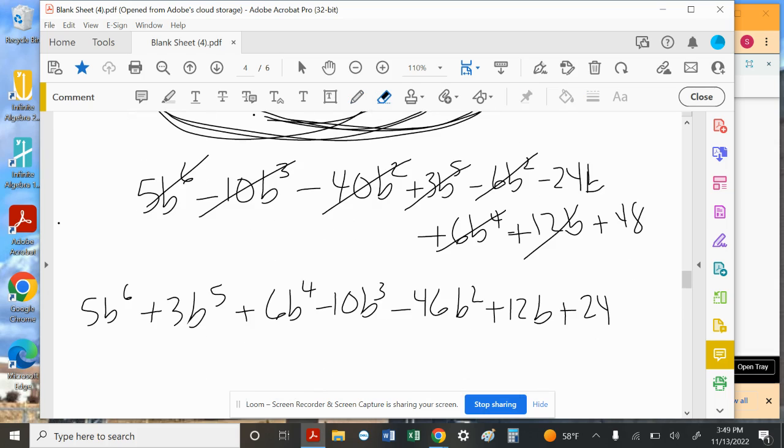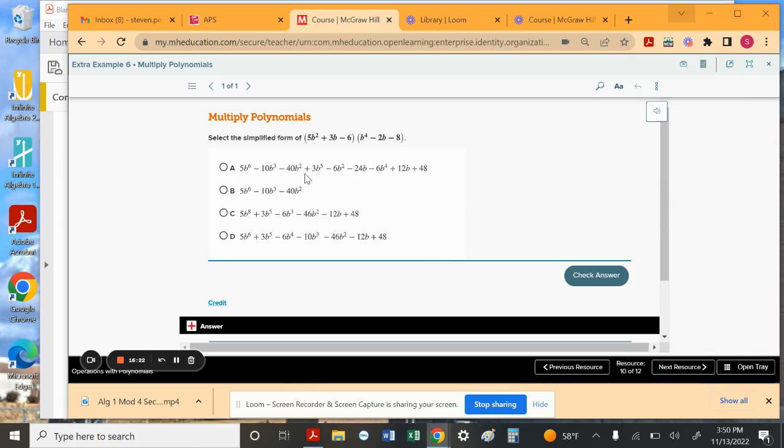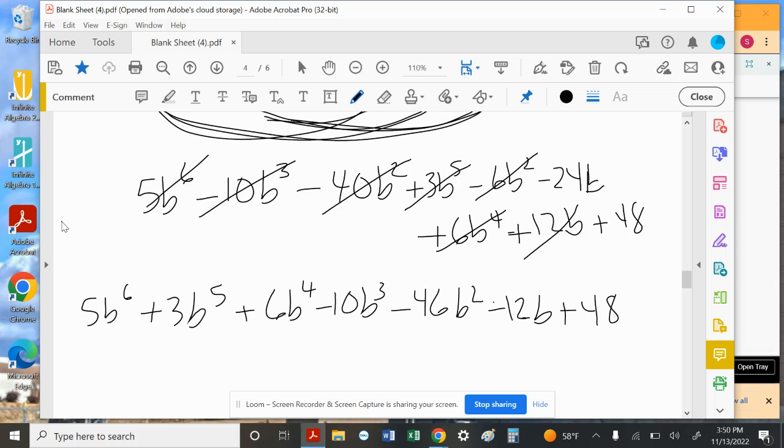So I'm going to erase this. I'm going to put down, since I'm at the end of the video, I don't want to re-record this. And this one, of course, is going to change as well. So I really had a minus 24b and a plus 12b. So this should have come out to be minus 12b and plus 48. So there it is. But they still didn't combine the b squared, these two here, which they should have combined together into negative 46b squared. Okay, so that's the answer.